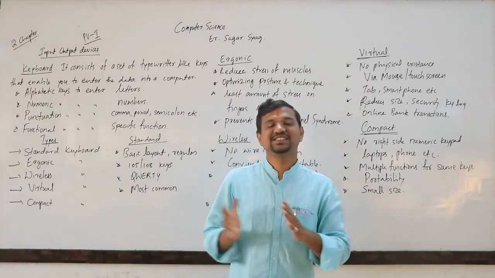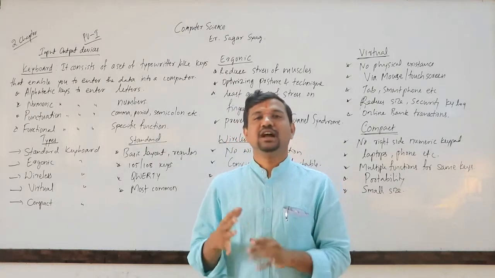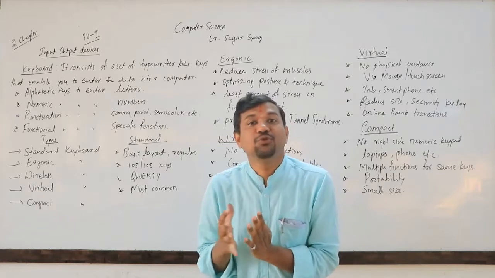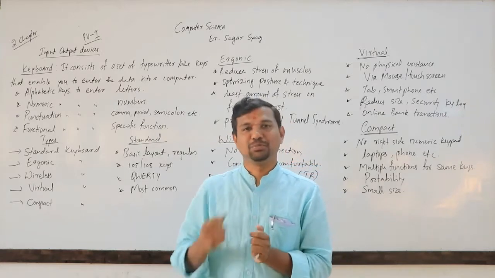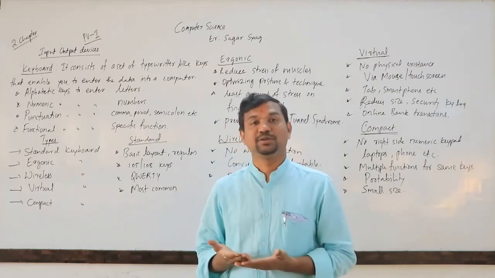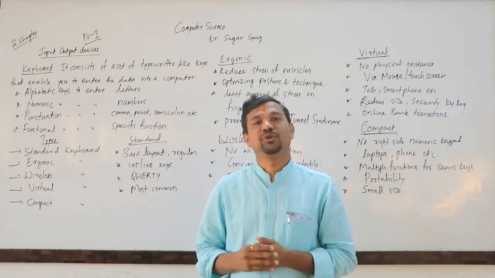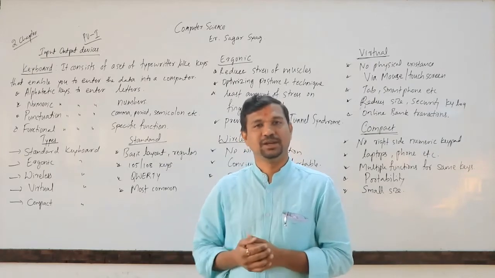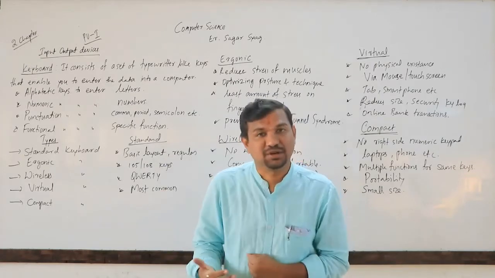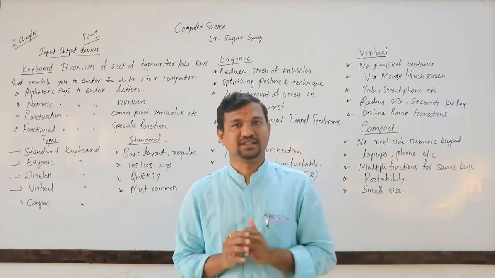In the previous class we completed the first chapter, which was a brief overview of computers. In that we have seen many concepts: how the computer developed, the evolutions, and the different generations. So the next chapter is input output devices.